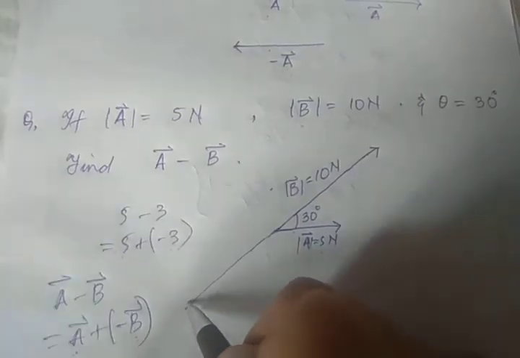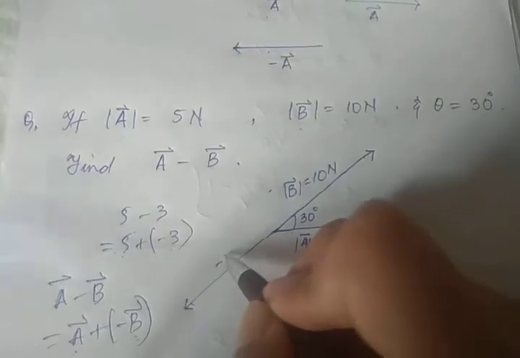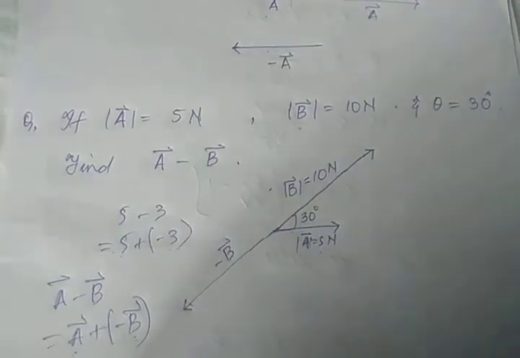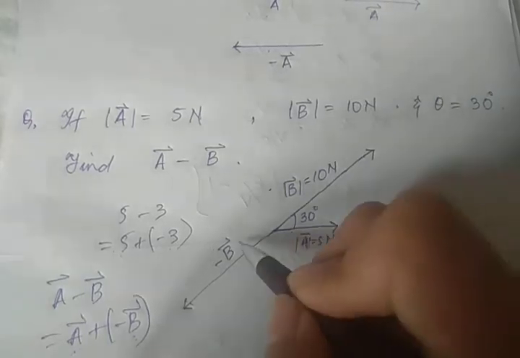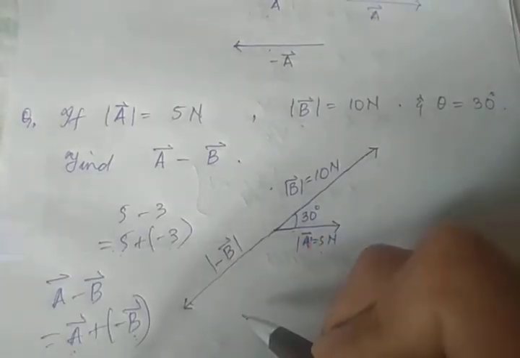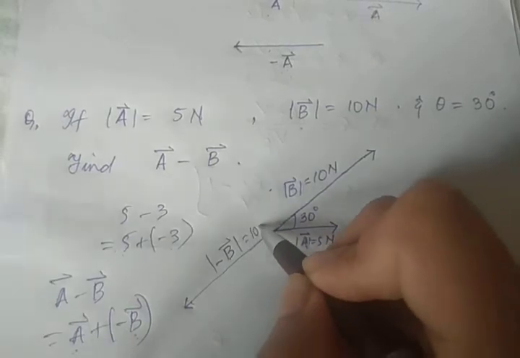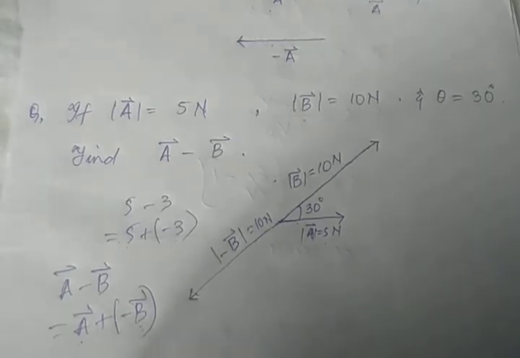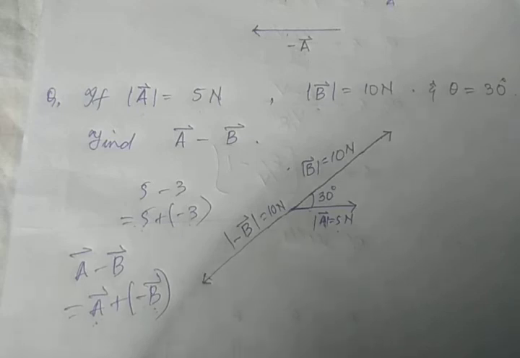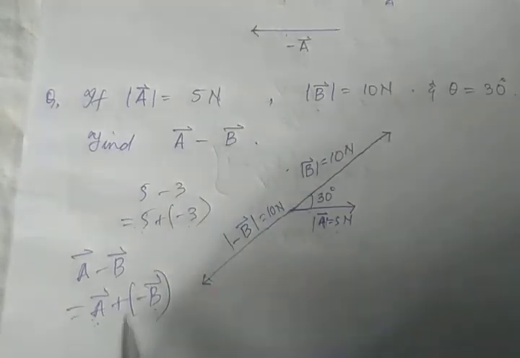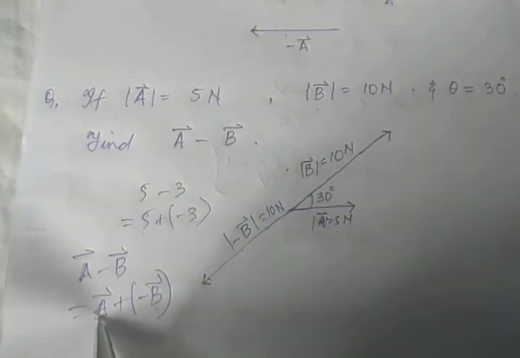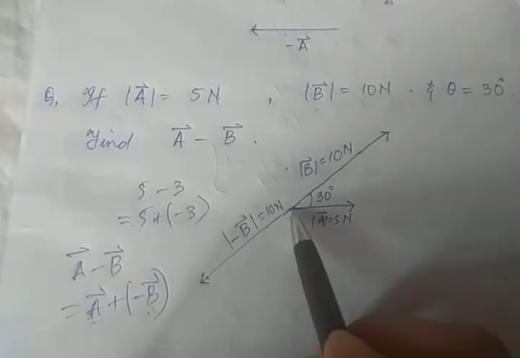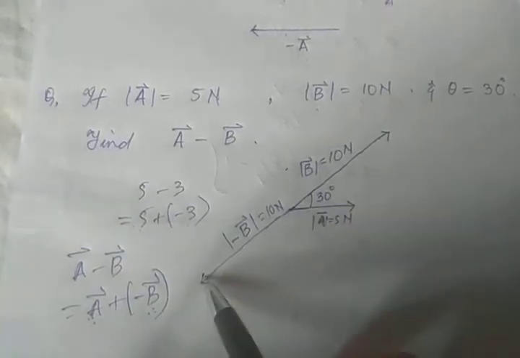So let us see, this is my vector minus B. Remember, and what will be the magnitude of vector minus B? The magnitude of vector minus B will still be 10 newtons because the magnitude has to be the same. Only thing that is opposite is direction. So understand this very clearly. A minus B is the same as A plus of minus B. So we are finding the resultant of A and vector minus B.